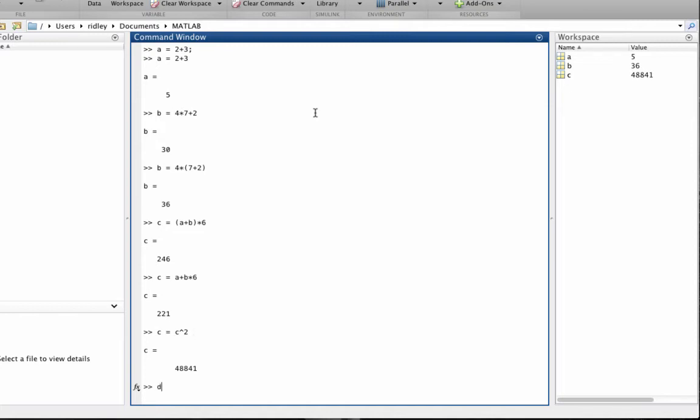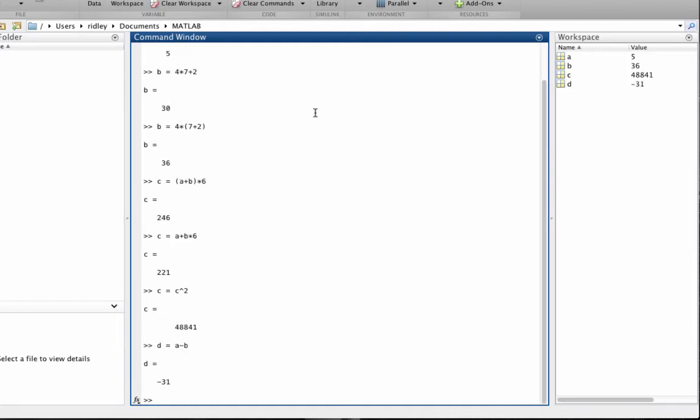Now we set the value d is equal to a minus b, which was negative 31. And then we can use a negation sign in front of the a to negate a and then add it to b, and we get plus 31.